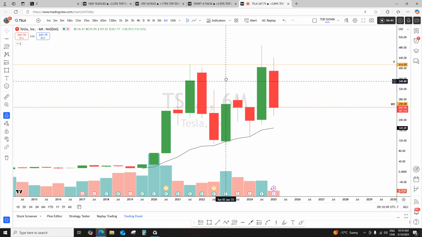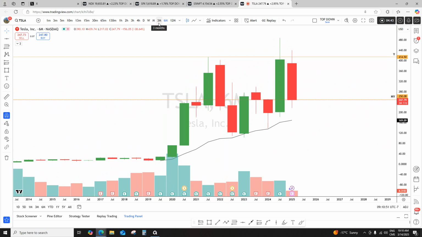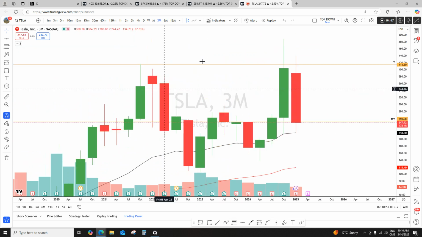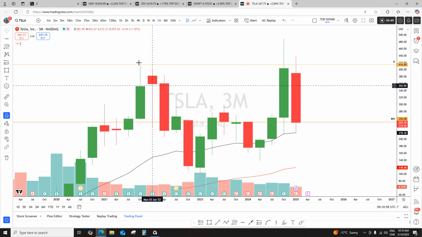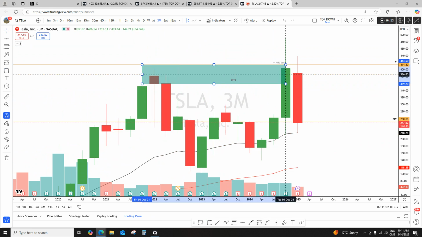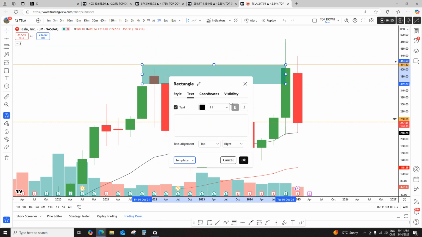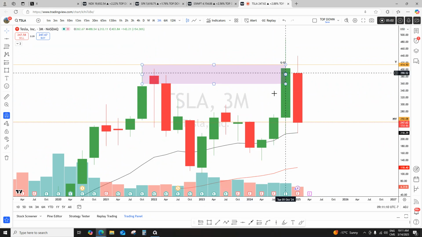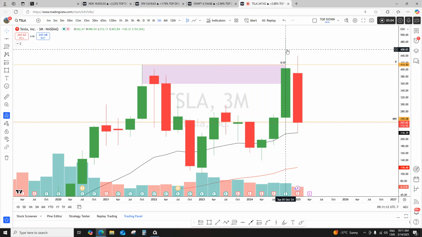Now let's go on quarterly time frame, and we can clearly see there is a supply zone here, which is again not that great. But if I draw a line here, you can clearly see the quarterly supply zone. Price goes in deep to like 491, whatever the high is, 488.54, and then it dropped down, and everybody was bullish here.